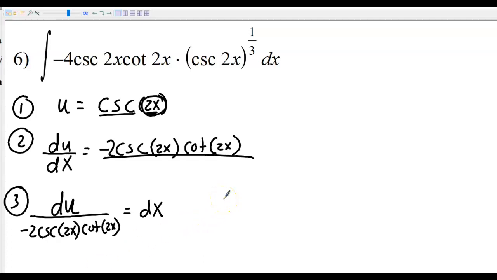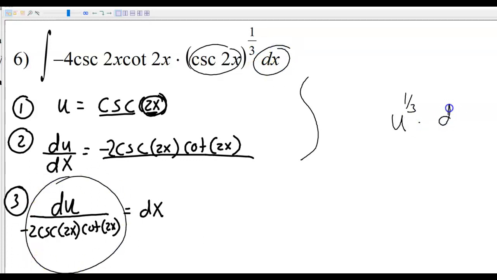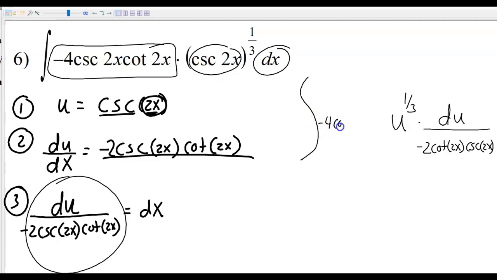All right. I'm going to replace this with a u. And I'm going to replace this with that whole thing. And then all this is just going to stay there for now. The order doesn't really matter, but I'll just make it look like what it says there. And as you guys can see, the cotangent will cancel the cotangent. The cosecant is going to cancel the cosecant. The negative 2 is going to cancel the negative 4 and leave a 2. And so now I'm left with something much simpler looking.